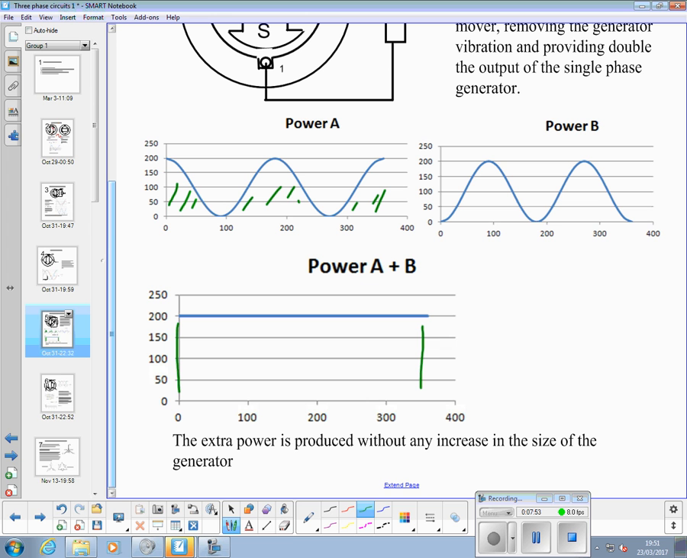So a single phase, we only had one. Produced in the size of the generator. Added another coil, shifted to the other one. And we're going to put a smooth load on our prime mover. Less vibration, less noise.